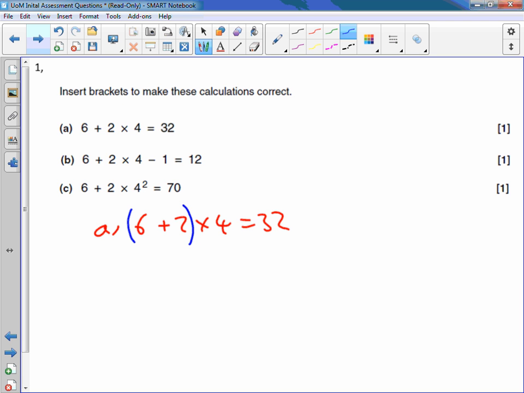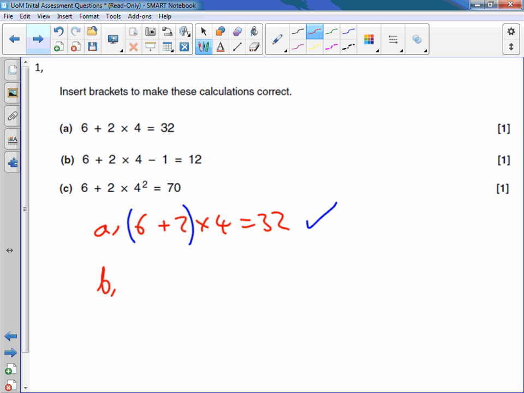So, now what do we do first? First, we're going to be doing our 6 plus 2, which is 8, times 4 is 32. That works. Excellent. Okay. Part B.